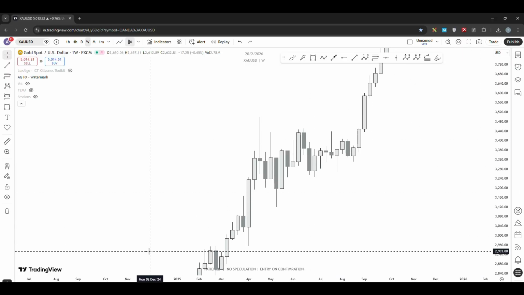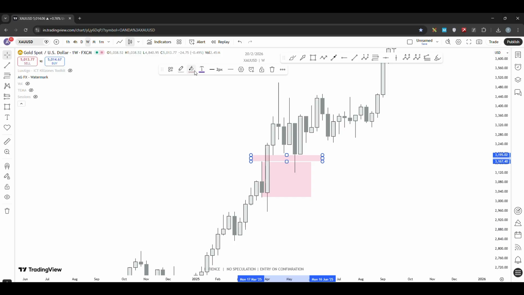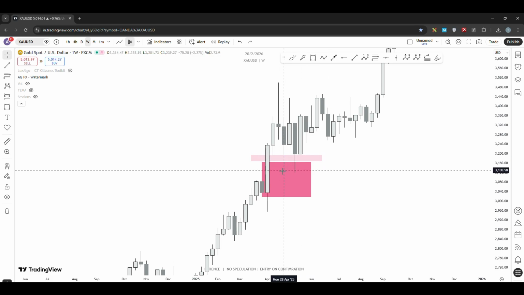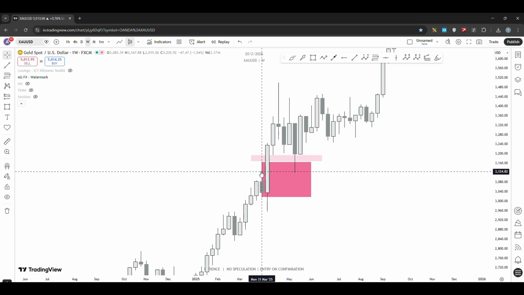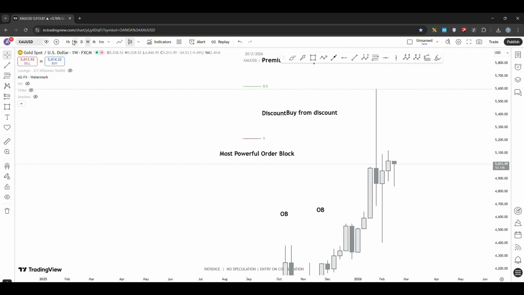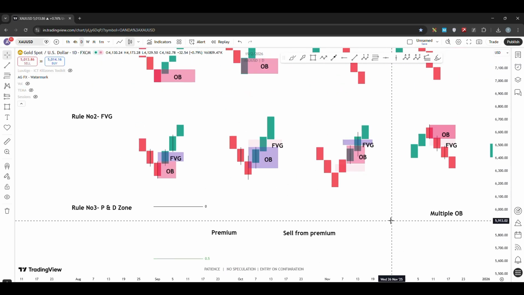Even in the weekly, I marked this as the order block. Why? Because along with it, we have got a fair value gap. If there is a fair value gap, only then there will be an order block. If there is no fair value gap along with it, then we cannot consider it an order block candle. So keep this in mind. This is a very, very important point, and this will help you immensely in any kind of market. Whenever you try to find an order block, always make sure there is a fair value gap along with it.